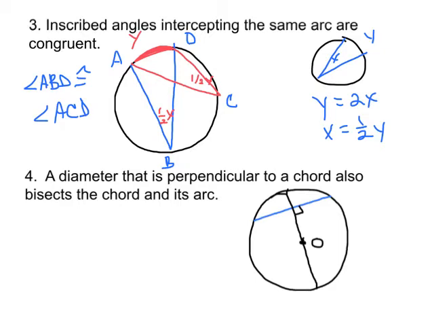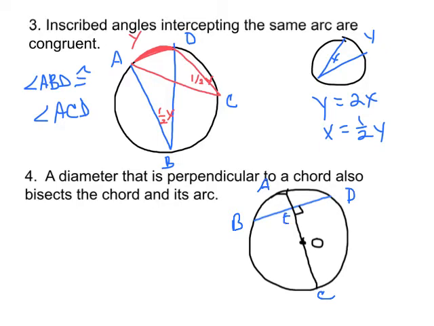So the next one is a diameter that is perpendicular to a chord also bisects the chord and its arc. Perpendicular is the key phrase, and diameter. It has to go through the center of the circle, and it has to be perpendicular to the chord. Then everything is symmetrical, everything is split in half. So if I have A, B, C, and D, there's all sorts of symmetries in here. So it bisects the chord and it bisects the arc.